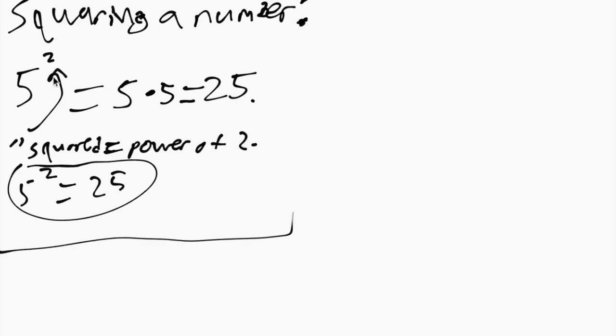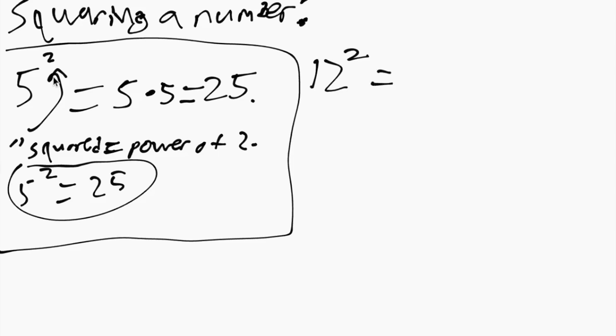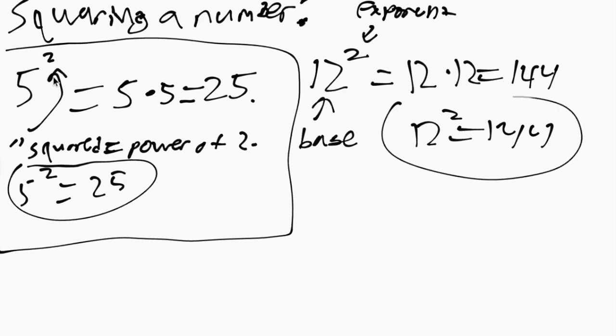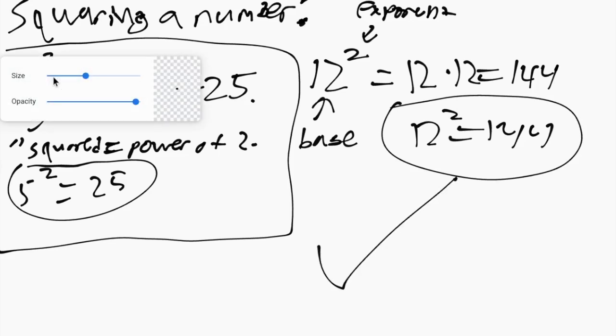And for our next example, we have 12 squared, which is 12 times 12. Because, like I said before, squaring a number is multiplying it by itself. 12 is what we call the base, and 2, the tiny 2, is called the exponent, like I said in the last example. 12 times 12 is 144. Therefore, 12 squared is 144. And we got our answer.